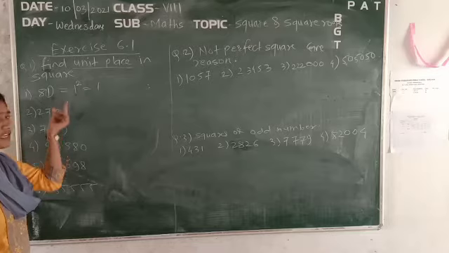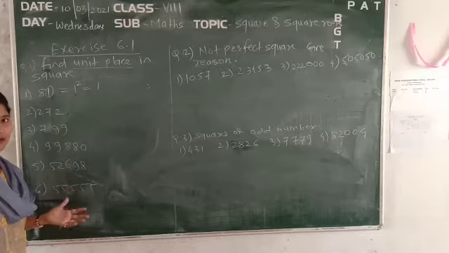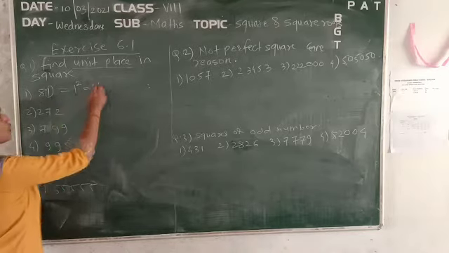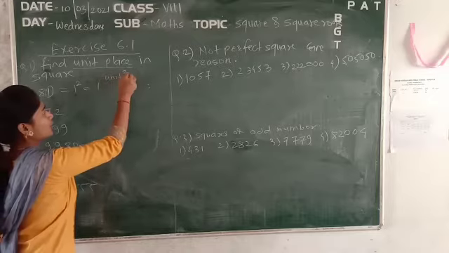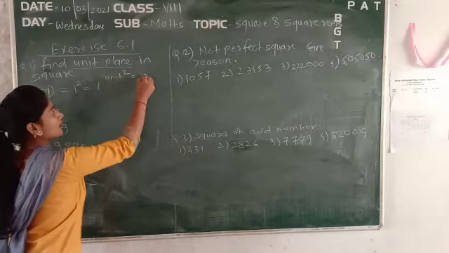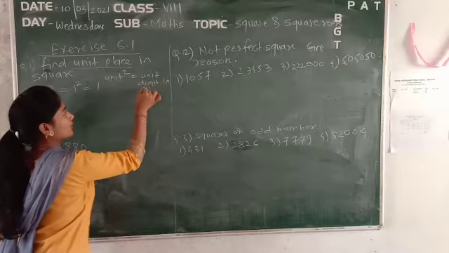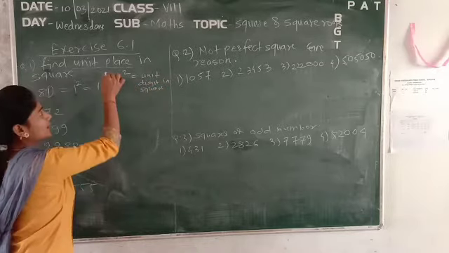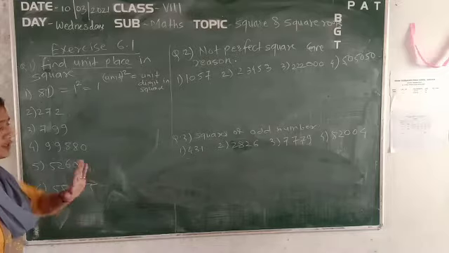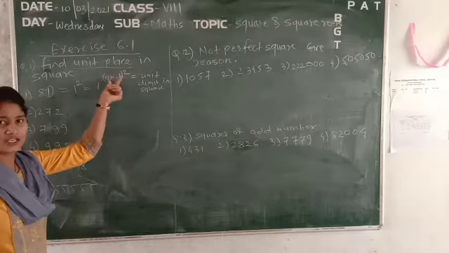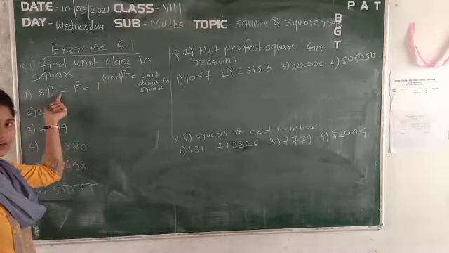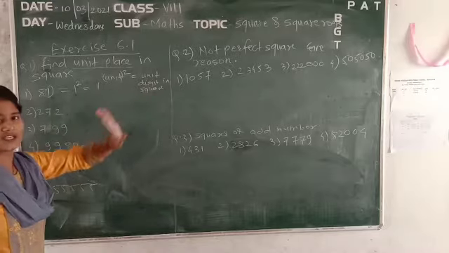That's why we are using one special method for all of these: just take the square of the unit digit. Square of the unit digit gives you the unit digit in its square. That is the simple method that you have to use. What you have to do is square the unit digit, and you will get the unit digit in its square.